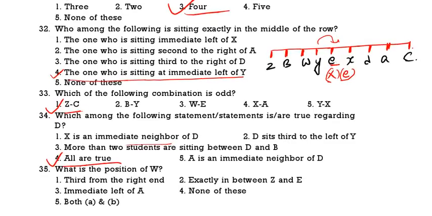What is the position of W? It is third from the right end. Third from the right hand is the correct answer. Then sitting exactly between Z and E. Between Z and E exactly W is sitting. That is also correct. So both 1 and 2 are correct. Option 5 is the correct answer.